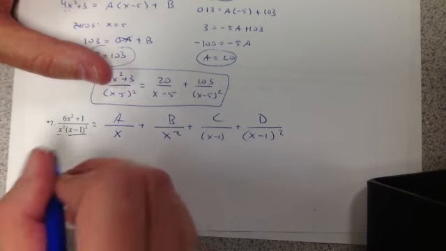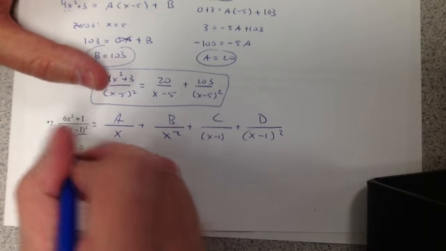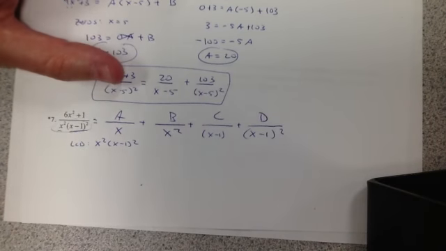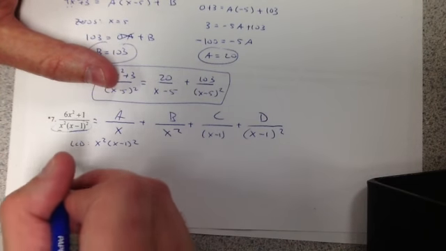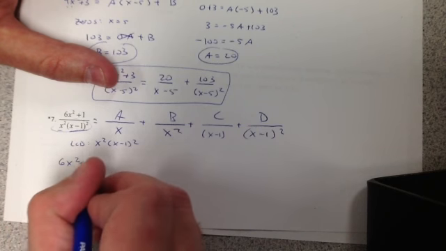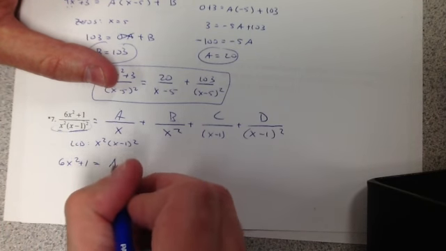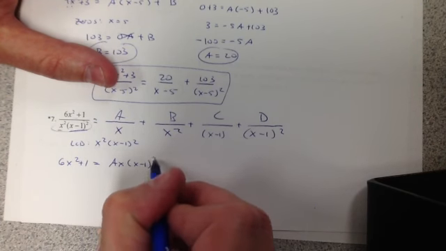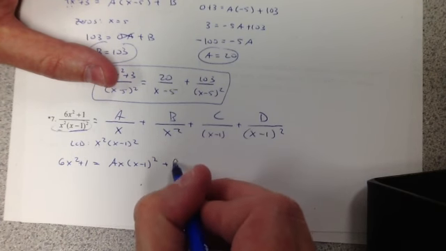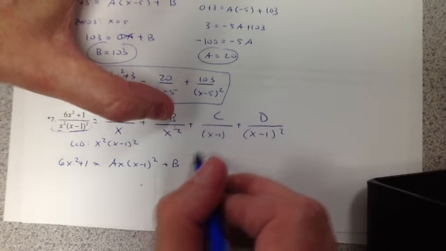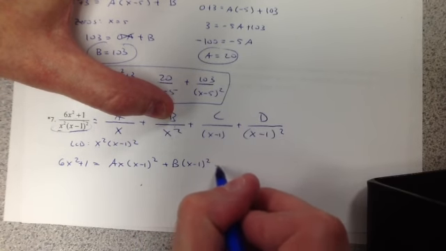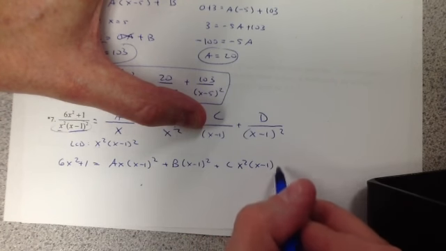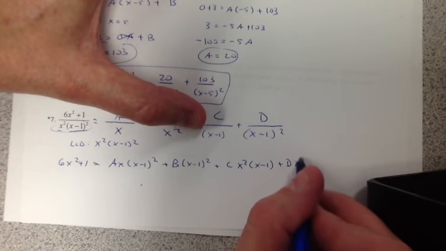So, how do we start this? What's our LCD? It's x squared, x minus 1 squared. Remember, that's really your LCD. So when you multiply out, we get 6x squared plus 1. That's just going to cancel. The a, what's the a missing? It has an x. It's missing 1x, and it's missing the x minus 1 squared. The b has the x squared. What's it missing? The x minus 1 squared. The c is missing the x squared and an x minus 1. The d is missing x squared.